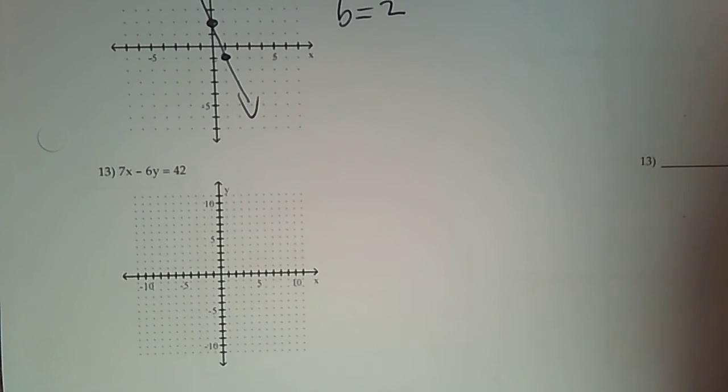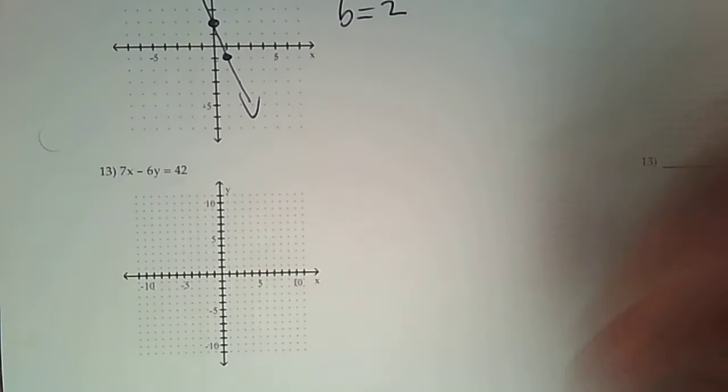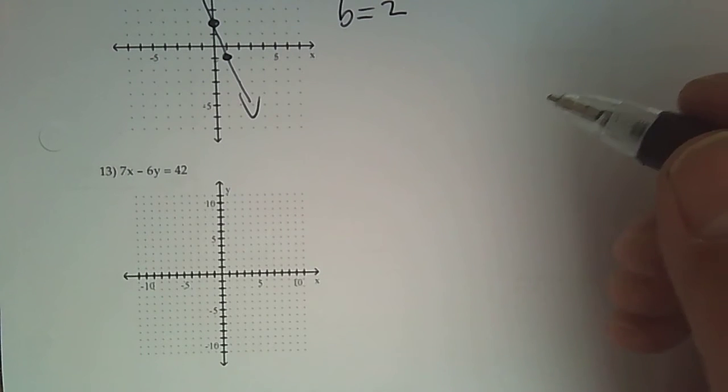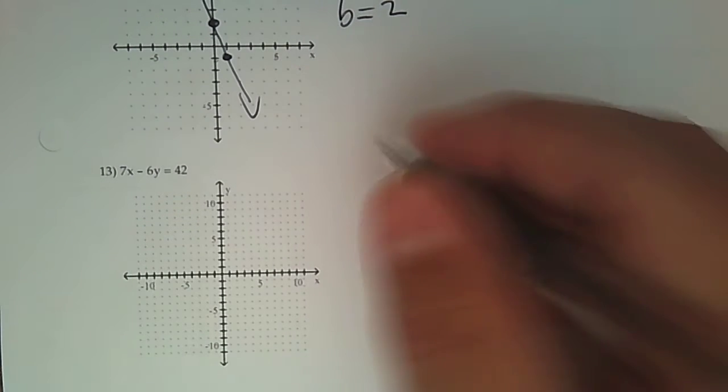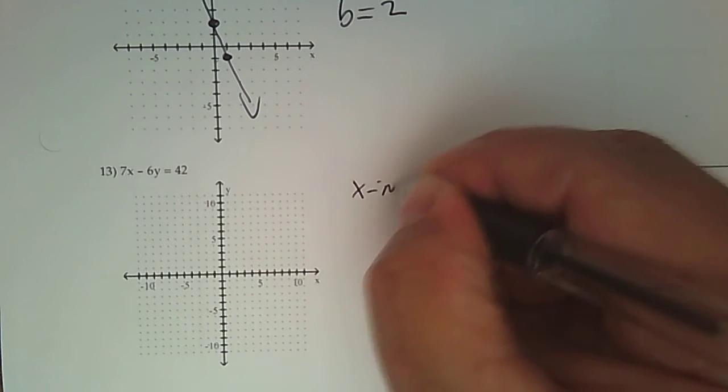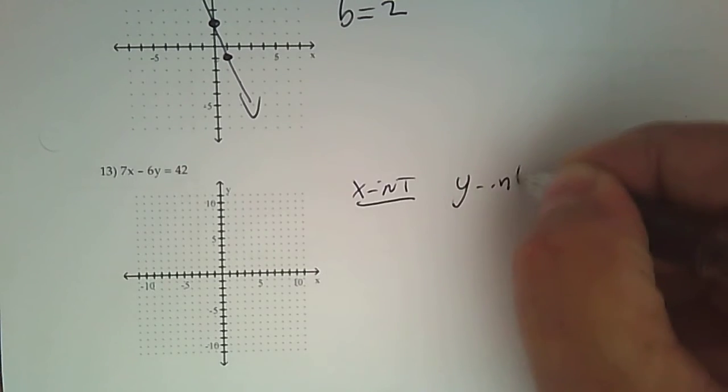So there are different ways we can do this. So you could solve for y, but why not try a different way to do this? So a different way to do this is to find the x and the y-intercepts. Well, let's try a different way.